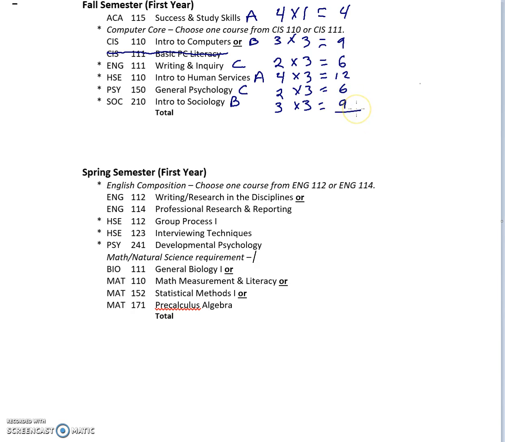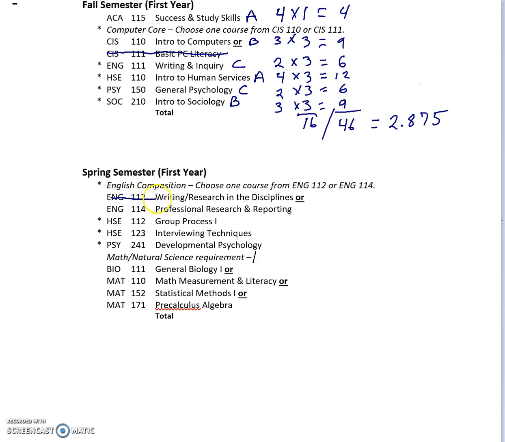Then we'll add up the quality points. Total quality points in this example is 46 quality points. And then we'll add up the credit hours. The credit hours in this example is 16 credit hours. After you determine the quality points and the credit hours, you will divide these two. So 16 goes into 46 2.875 times. Therefore, this student would have a GPA for their fall first year of 2.875.